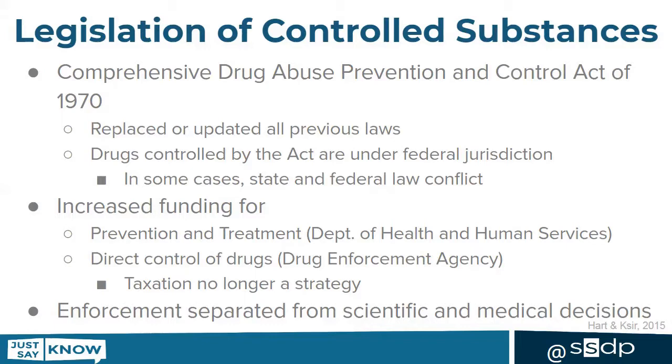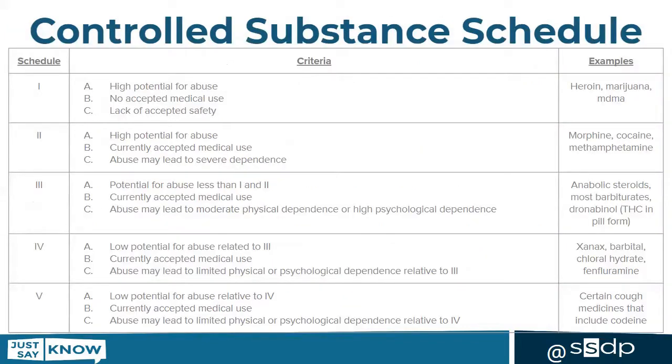And we still have this basic structure today. This is what our controlled substance schedule looks like, where Schedule 1 drugs are considered to have a high potential for abuse, and that is their terminology, that they have no accepted medical use, and that there is a lack of accepted safety.